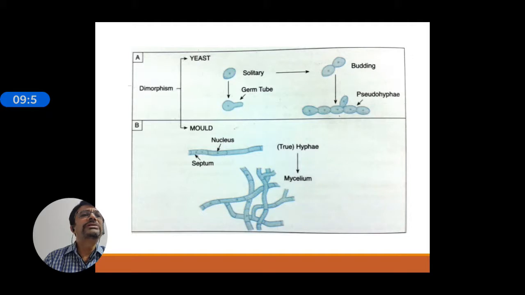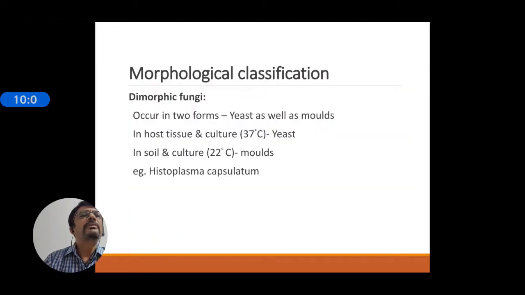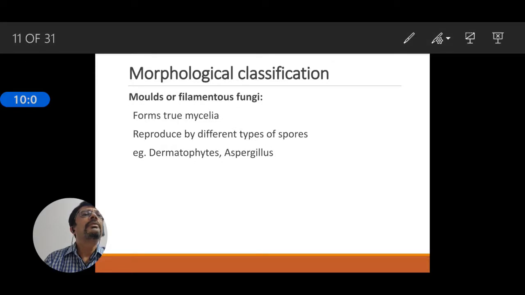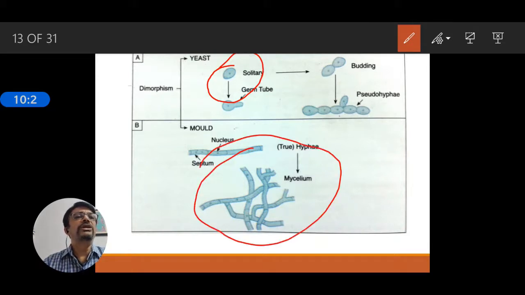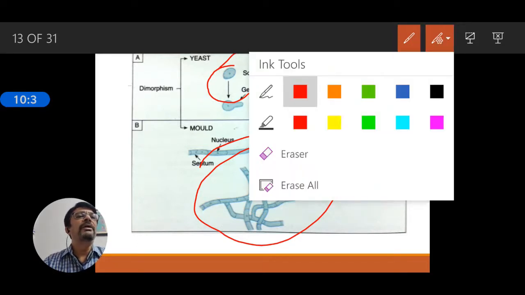Now here you can see the yeast, which is a unicellular fungus and produces budding, and this is the multicellular hyphae, which produces various mycelium. So that is the thing.